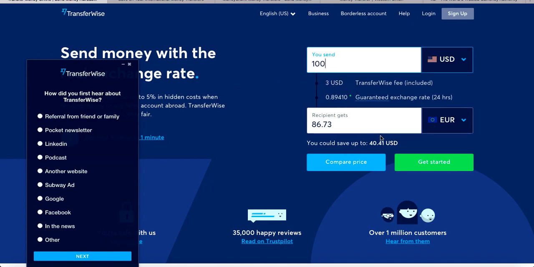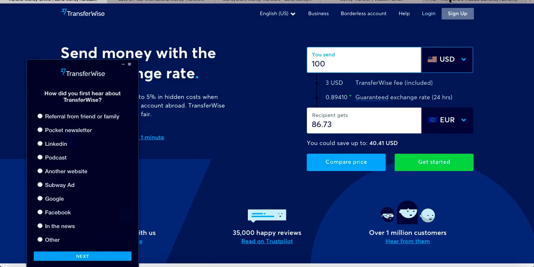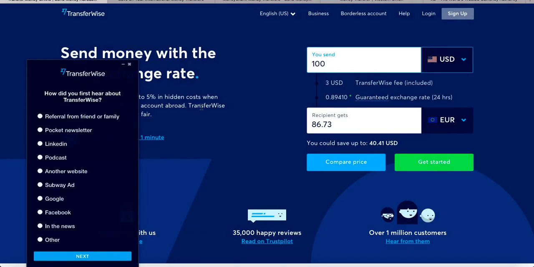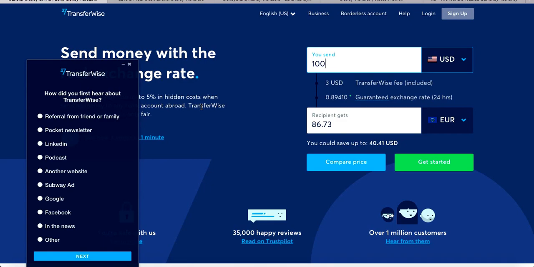But for the rates, it uses the same, even a little bit more here. It's 0.894. Here, what we have is 0.893. That's not a big difference, but it's something you would look at if you are sending a huge amount of money for investment or property purchases. There are no fees on this one.